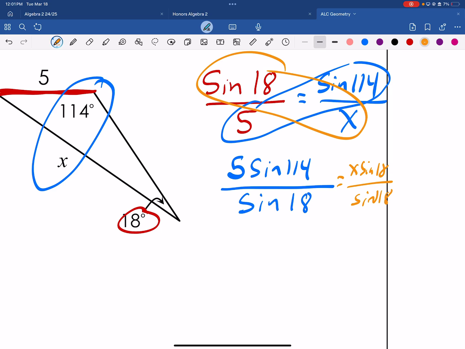So on the calculator, it's 5 sine 114. And make sure you hit the equal sign after you hit 5 sine 114. So you should have 4.56, and so on. Then hit divided by sine of 18. Close your parentheses. 14.8. Is that what we got?